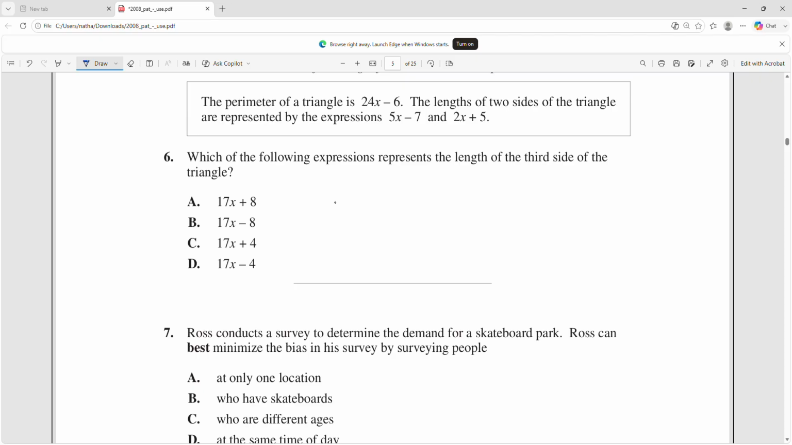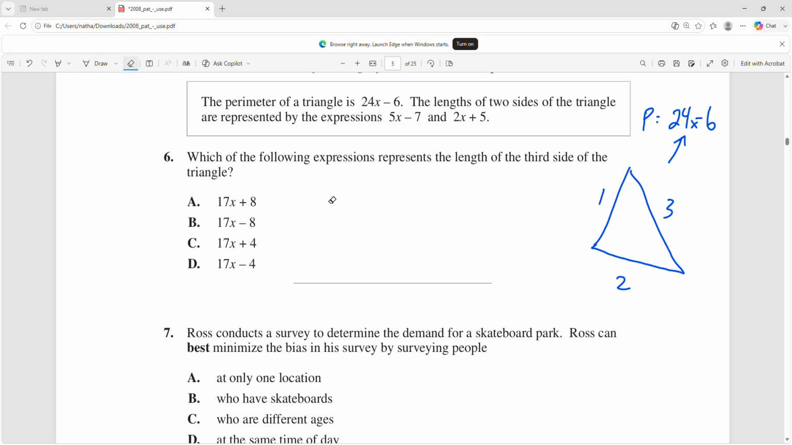All right, the perimeter of a triangle is 24x minus 6. The lengths of two sides of the triangle are represented by the expressions 5x minus 7 and 2x plus 5. Okay, so here's a triangle. I don't know what kind of triangle it is. And they said the perimeter is equal to 24x minus 6. So the perimeter is all sides added together, right? Side 1, 2, and 3. If we add all 3 up, that's our perimeter, right?